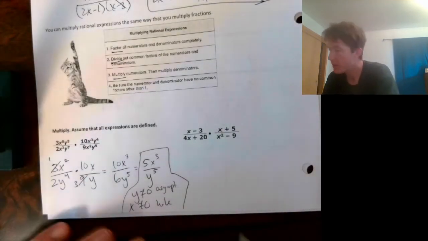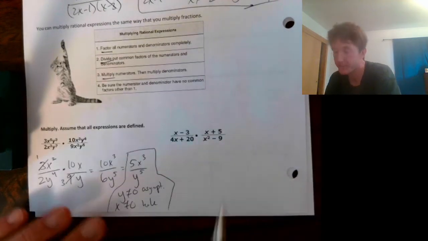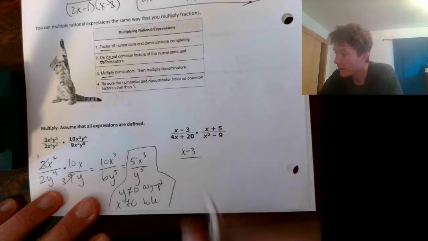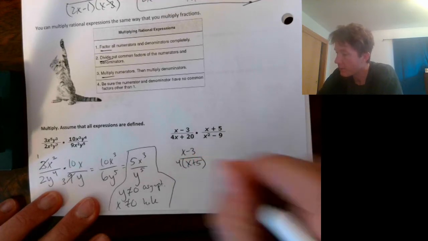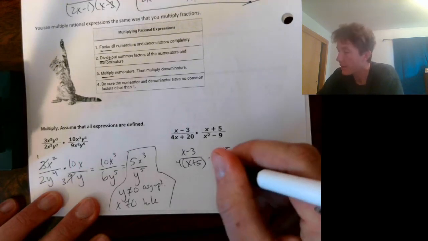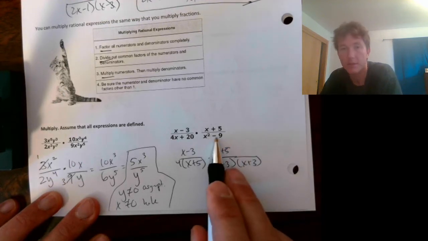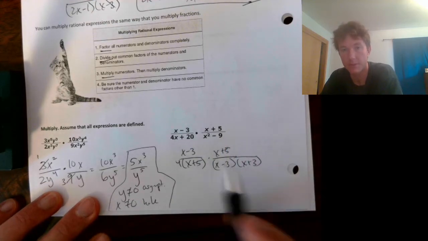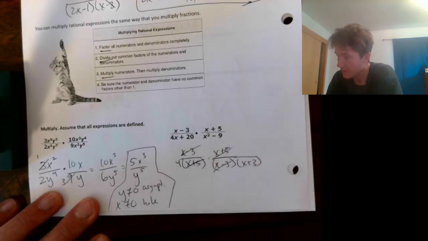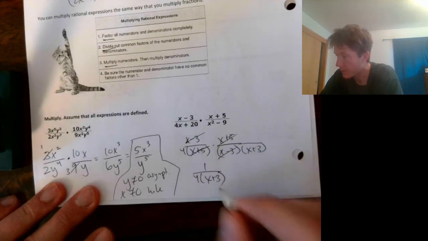Alright, next one. x minus 3 over 4x plus 20 times x plus 5 over x squared minus 9. Let's write this out. x minus 3. This will factor as, we'll take out a 4, x plus 5 times x plus 5. This here is a difference of 2 squares, so that would be x minus 3, x plus 3. Anytime you see x squared minus a square number, that's called a difference of 2 squares. And so the x plus 5's cancel, and the x minus 3's cancel. I'm left with 1 over 4 times x plus 3.